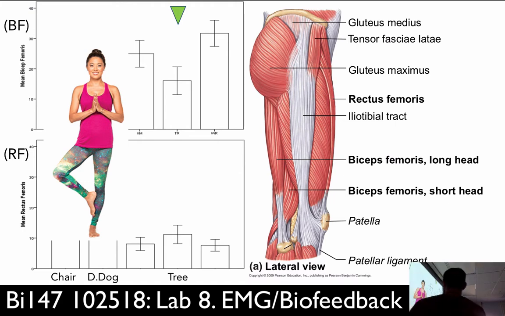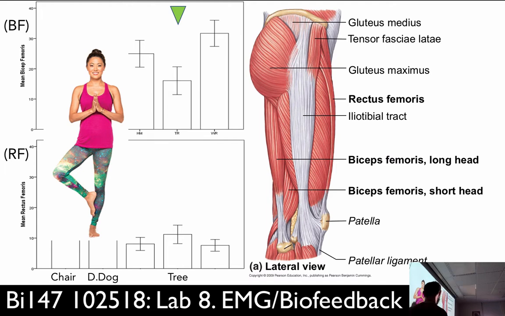Okay. And then here in tree pose, again, this is engagement of the biceps femoris and moderate to nil engagement of the rectus. It's not a big story here. Neither of them are especially turned on, probably because a lot of these people were locking their knee and not unlocking the knee and actually engaging.